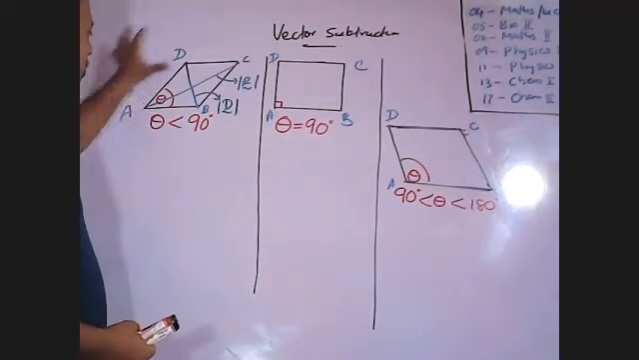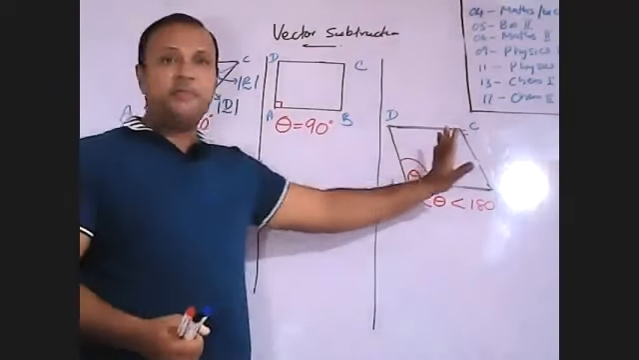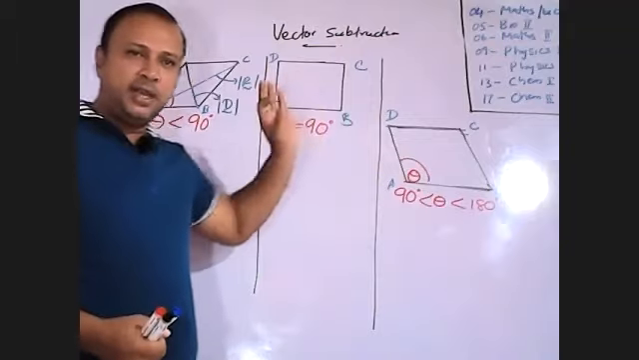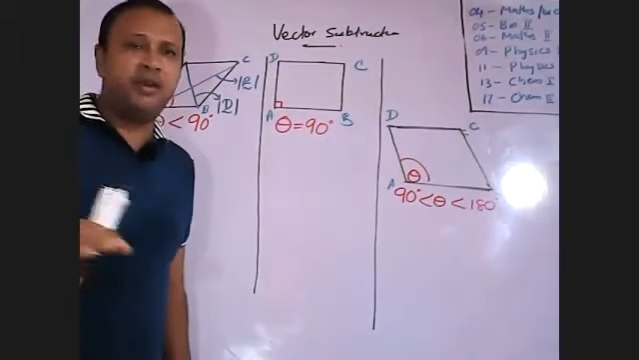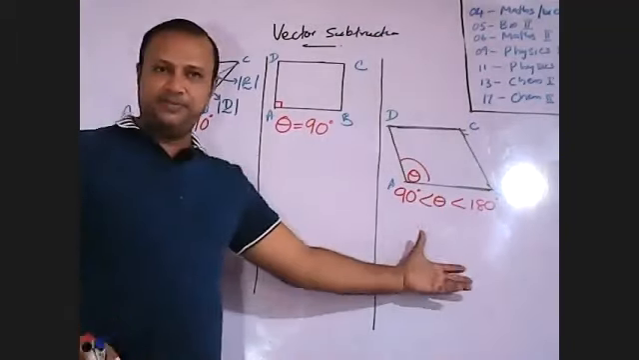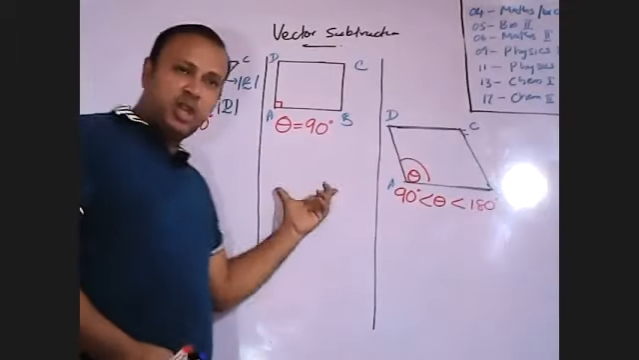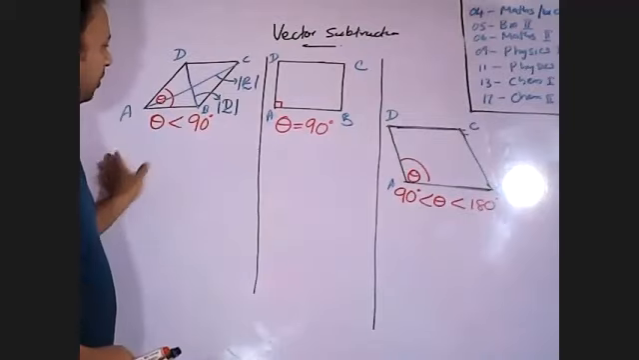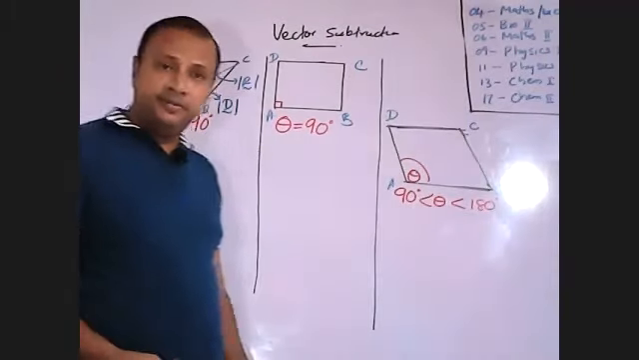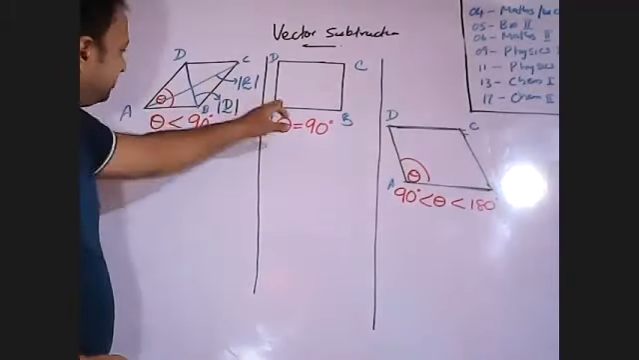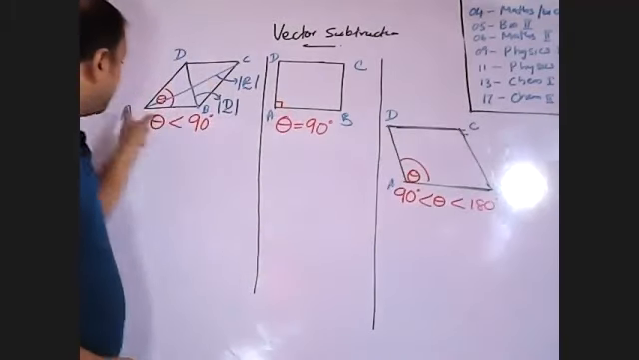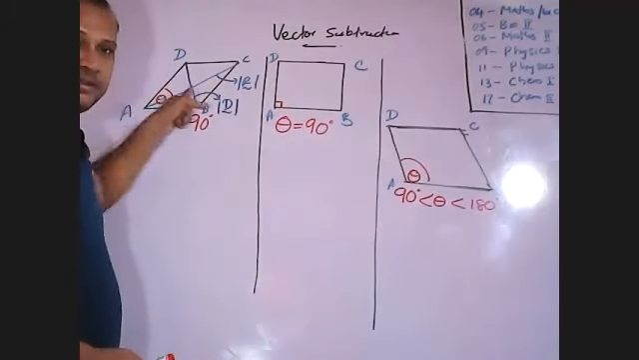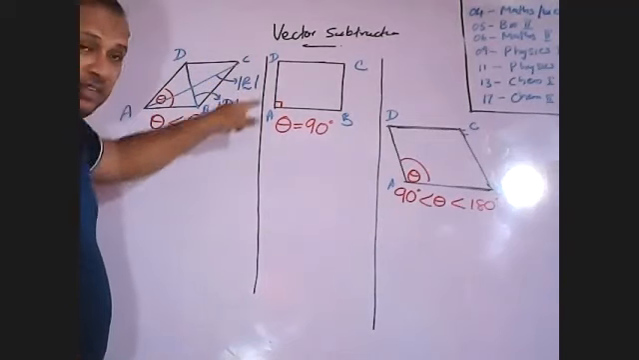Everyone, those are the three shapes of parallelogram. If you are given a parallelogram, you can categorize it under these three shapes. One is this shape, the other one is this shape, and the other one is this shape. Actually, all these shapes depend on the angle between this side and this side.